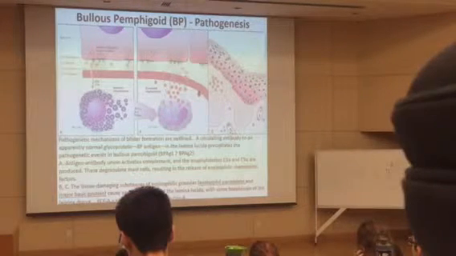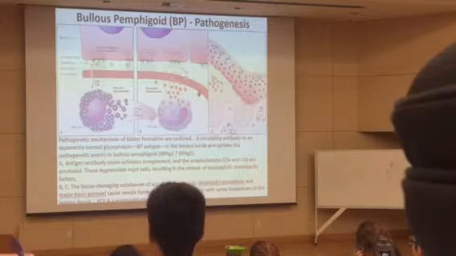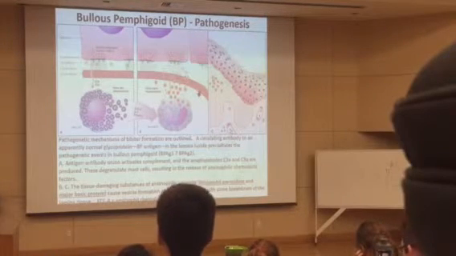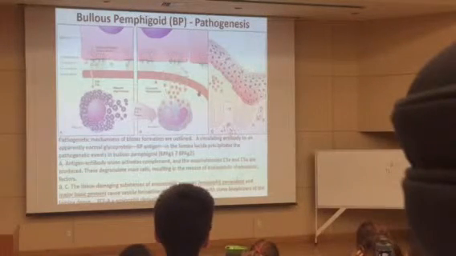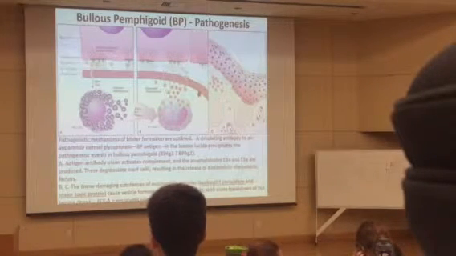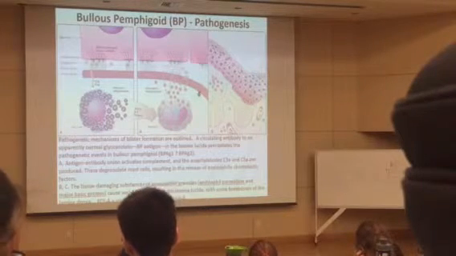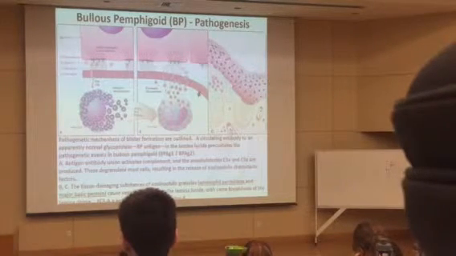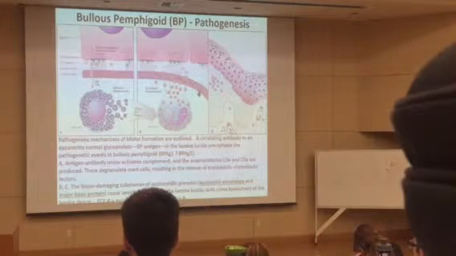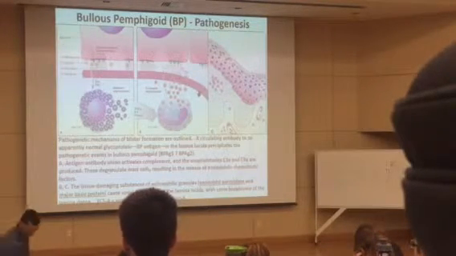And we explained earlier that the pathogenesis of this disease is due to the fact that you have antibodies against what's called bullous pemphigoid antigen 1 and bullous pemphigoid antigen 2. And it's because you have antibodies against them that causes the release of complement, which causes mast cell degranulation, which attracts the eosinophils, which then causes the damage.